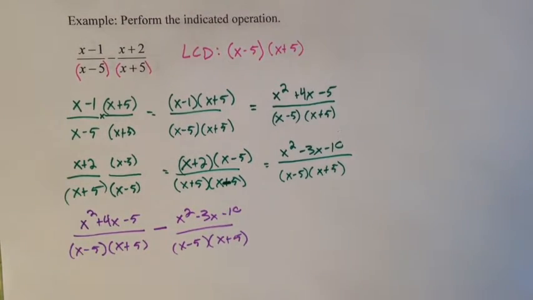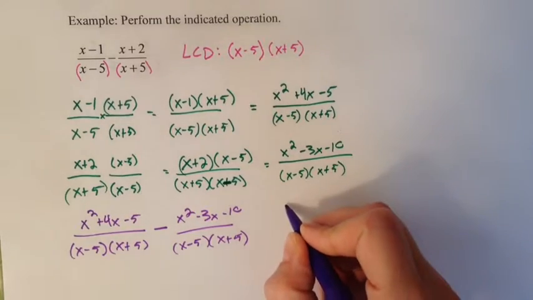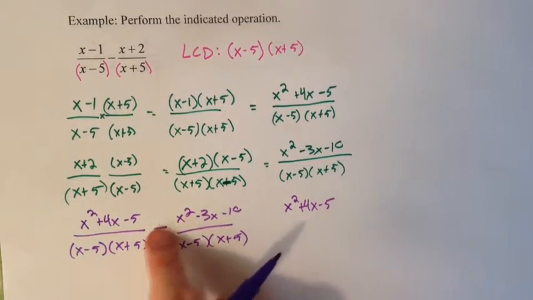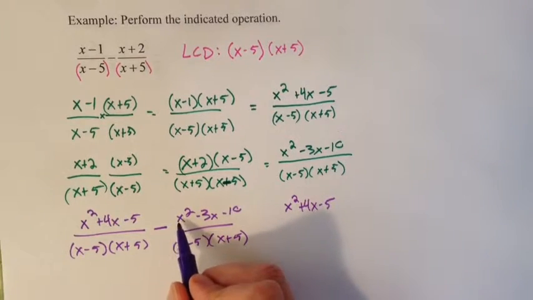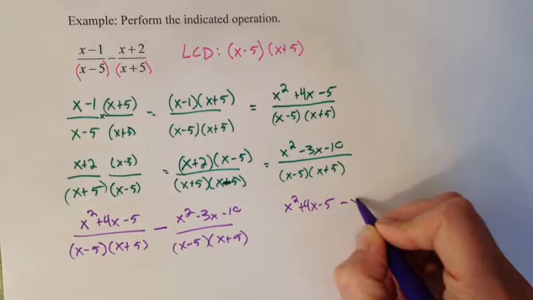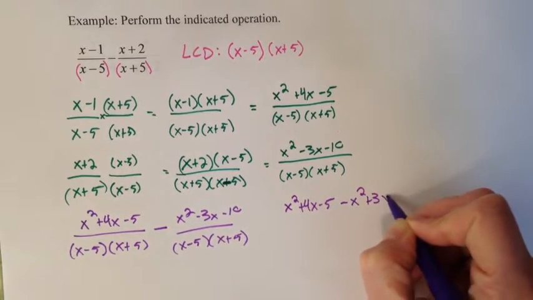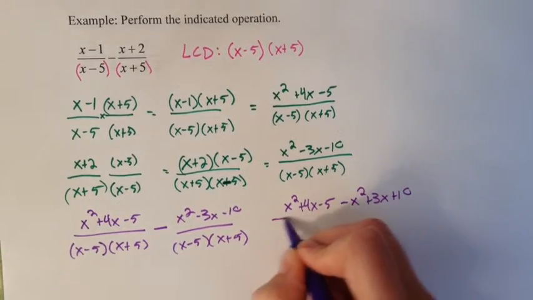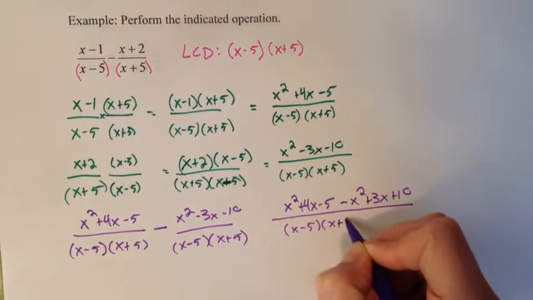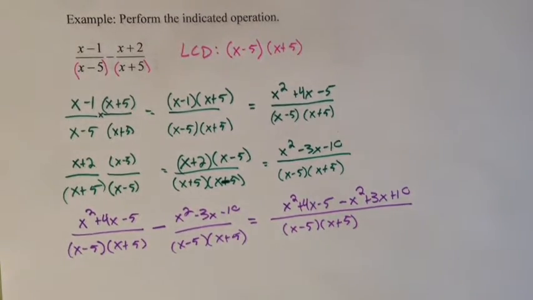Now I subtract the numerators. So my first numerator is x squared plus 4x minus 5. I'm subtracting the second one, which means that the sign of all 3 terms is going to change. So I'll have a negative x squared plus 3x plus 10 all over that same common denominator that we found earlier. Now we've done the subtraction, but we can simplify this a little bit more.